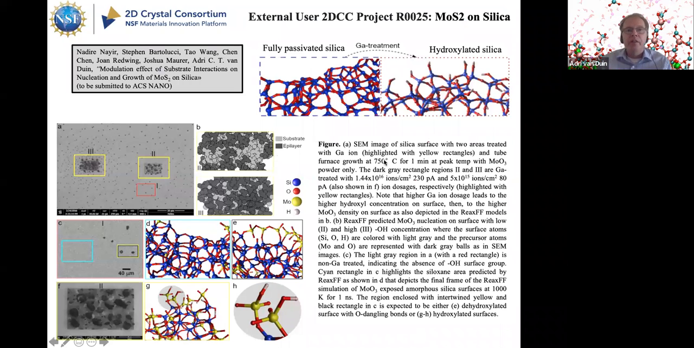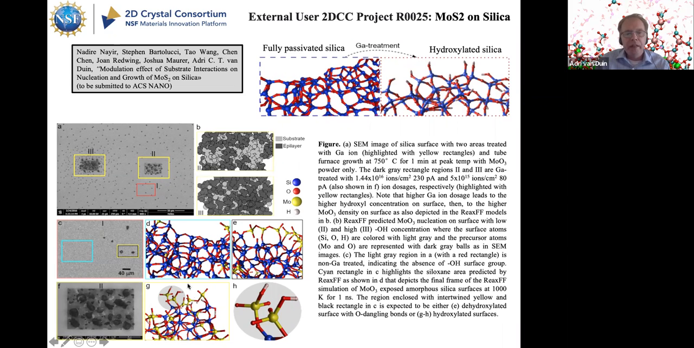So one area, and that essentially was driven by an external user project by John Maurer and Joshua Maurer and co-workers. We combined this molybdenum disulfide force field with an existing ReaxFF description for silica, in particular hydroxylated silica surfaces. And that was based on experimental observations where they found that if they use gallium treatment to turn a passivated silica into hydroxylated silica, they show significantly accelerated growth dynamics. And so we've been using ReaxFF to essentially develop, first of all, this joint silica molybdenum disulfide force field.